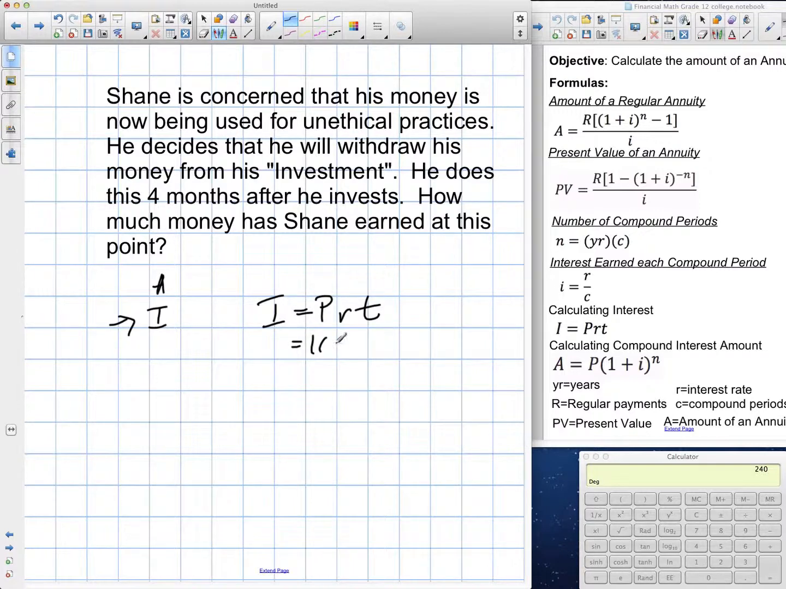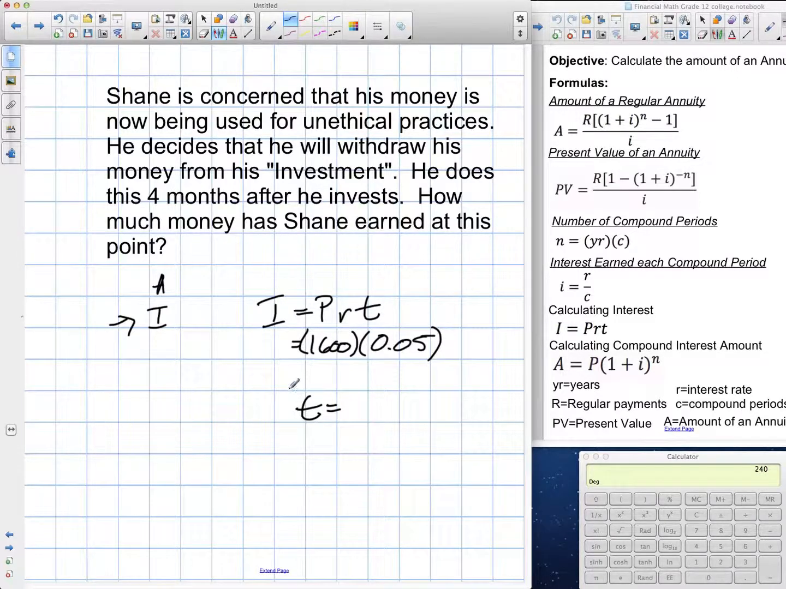We know his principal investment was $1,600. The interest rate was still 0.05. But time is now different. He was getting money every year. But he gets 5% a year. So after 1 year passes, that'd be the equivalent of 1 in terms of time. But he actually hasn't invested his money for an entire year. How long has he invested his money for? 4 months. How can I make that a fraction?